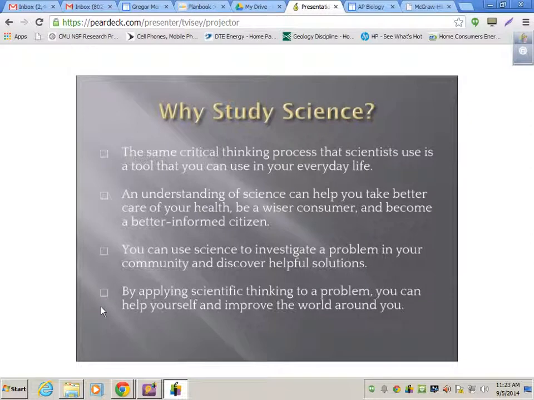Okay. So the same critical thinking process that scientists use is a tool that you can use in your everyday life. An understanding of science can help you take better care of your health, be a wiser consumer, and become a better informed citizen. Do you want to know the side effects of a drug?